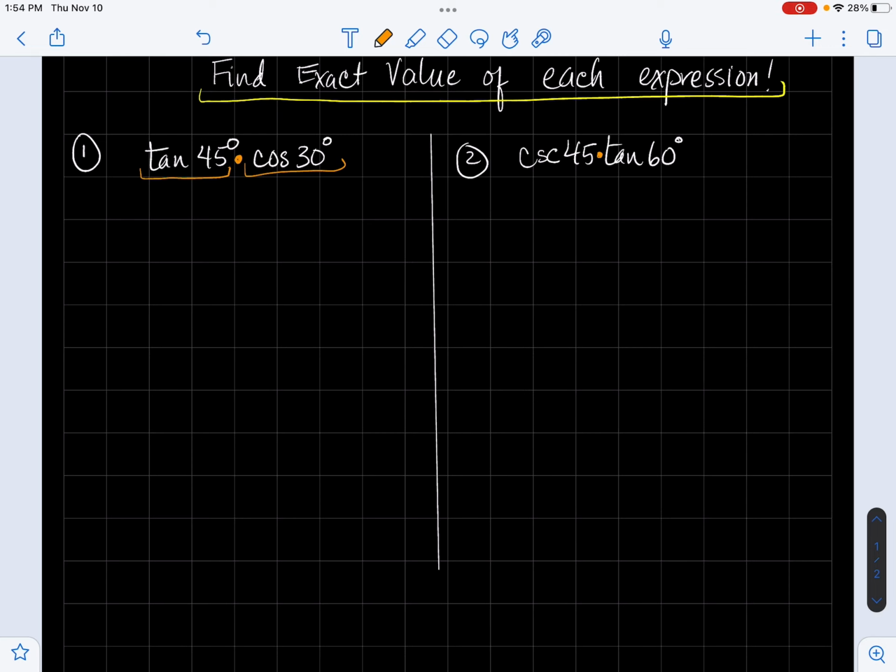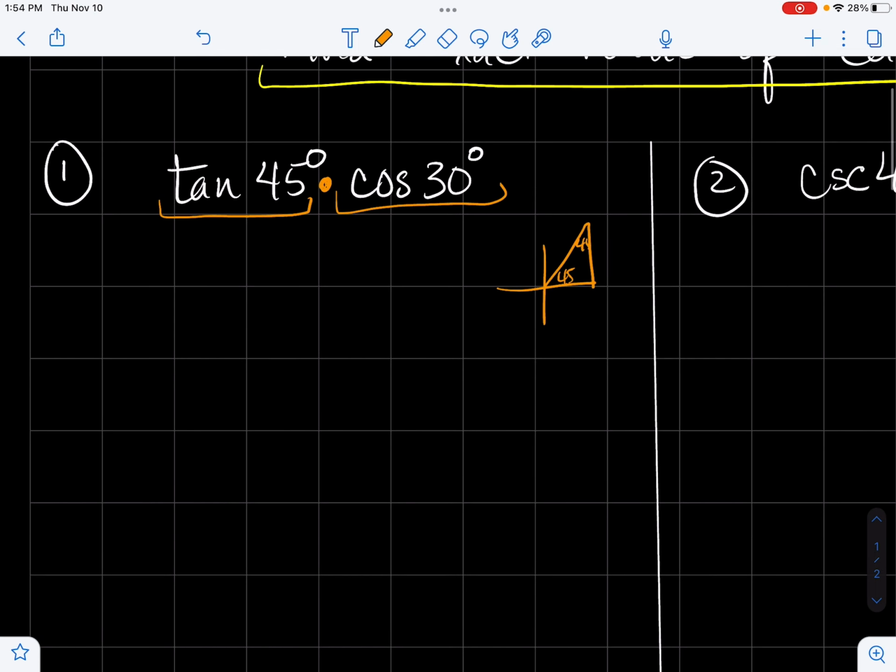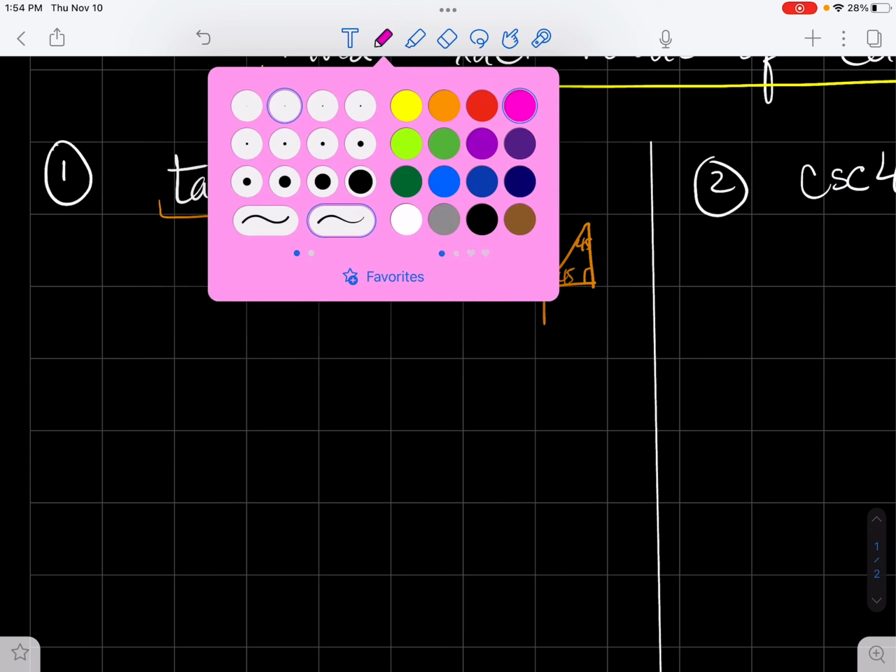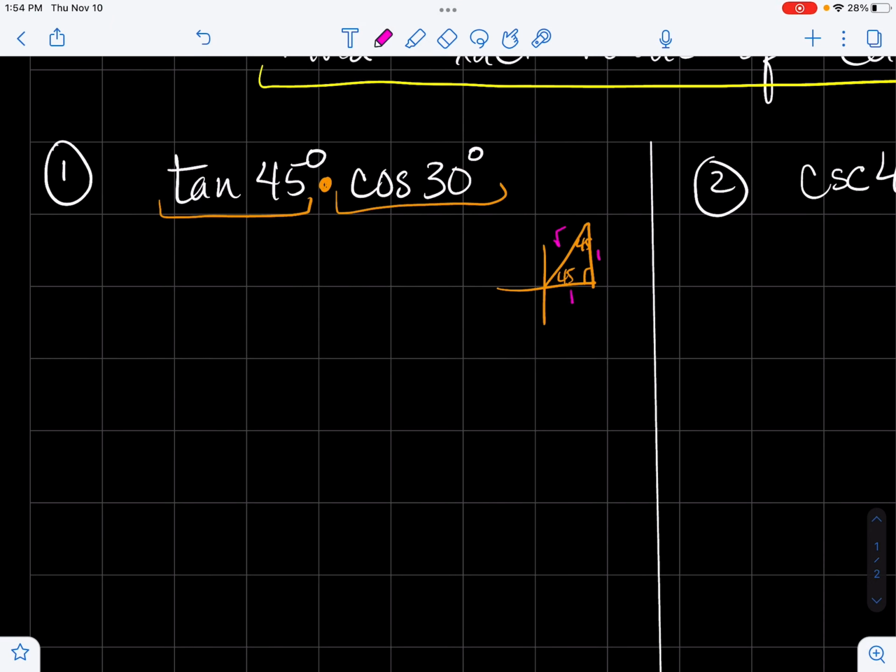The first one is tangent of 45. 45 is in the first quadrant. So we're looking at 45. That's a 45, 45, 90 special triangle, which makes the legs equal 1 and hypotenuse equal to root 2. Now tangent would be opposite over adjacent, so that value is 1.